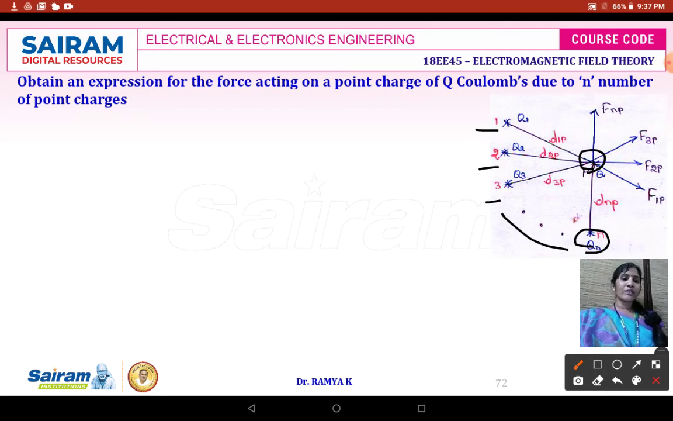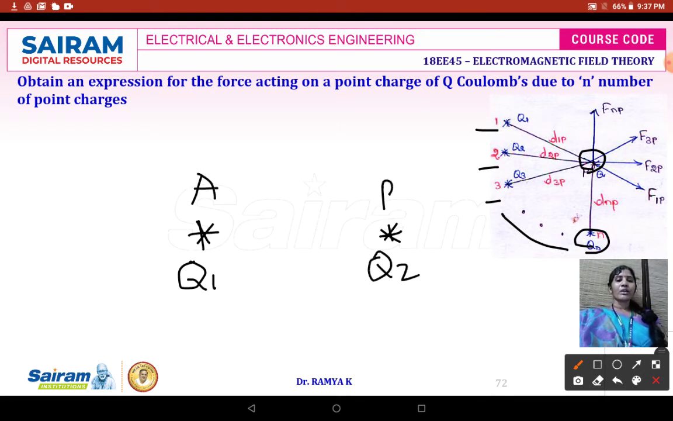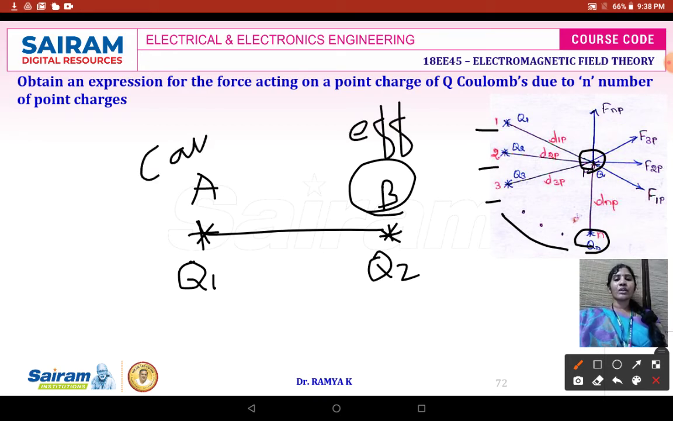So here we need to consider which is your cause and which is your effect. Suppose I'm giving 2 points. I'm telling you have a charge Q1 at point A and charge Q2 at point B. Now identify the force at point B. Then this is going to be your effect and this is going to be your cause. Where exactly we are going to identify the parameter, that is going to be your effect, and all the other points are going to be your cause.